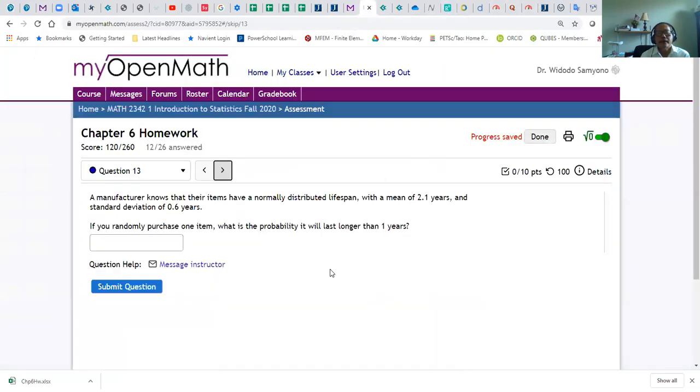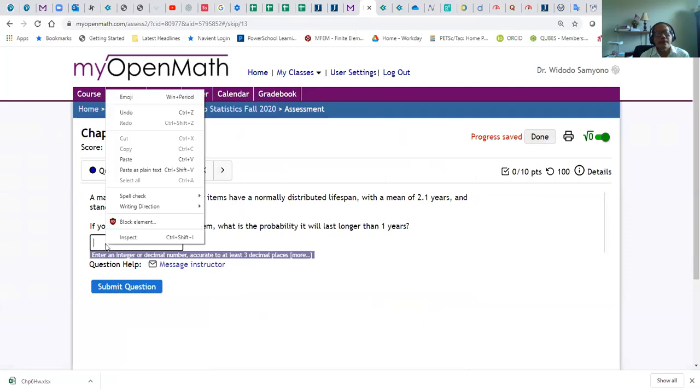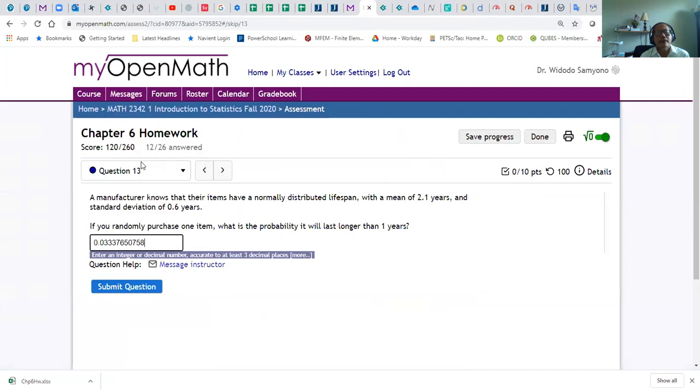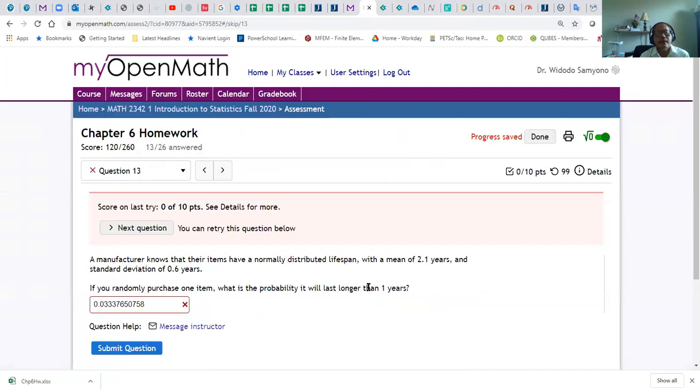Let me go back here. Yeah, it will last longer than 1 year, right? Yeah, that means it's less than 1 year, right? Okay, hold on. The probability it will last longer than 1 year. Oh, okay. Last longer, that means it's greater than 1 year, right?